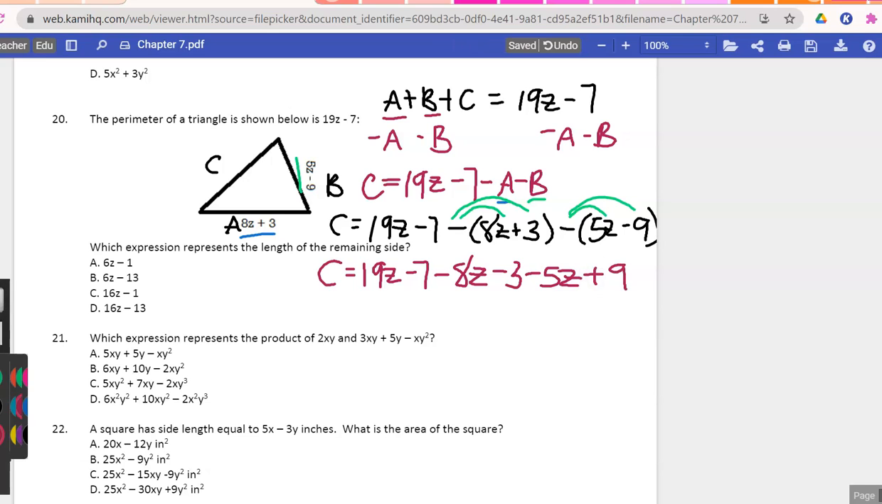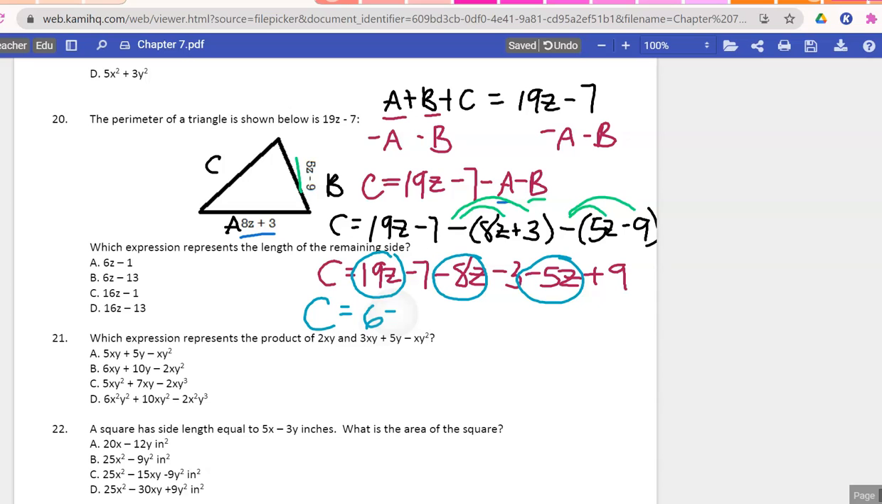To pick your answer, you need to simplify. You just need to combine your like terms. So 19Z, negative 8Z, negative 5Z, when you combine those things, you get 6Z, negative 7, negative 3, positive 9. When you combine those things, you get negative 1. So you want to choose answer choice A.